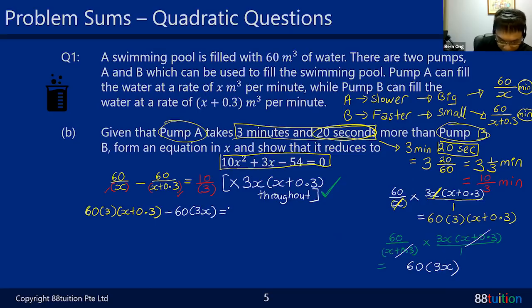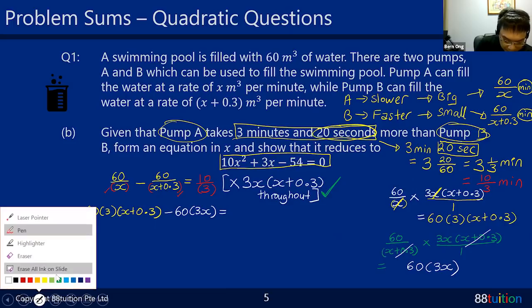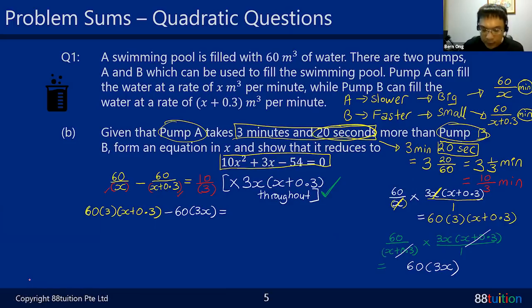Equal to what? Okay, the last one down here is 10 over 3. So 10 over 3, I also need to times 3x, x plus 0.3 throughout. Why? I need to be fair. This one is over 1 again. The 3 and the 3 can cancel or not? The 3 and the 3 can cancel. One top, one bottom. So you're left with 10x, x plus 0.3.